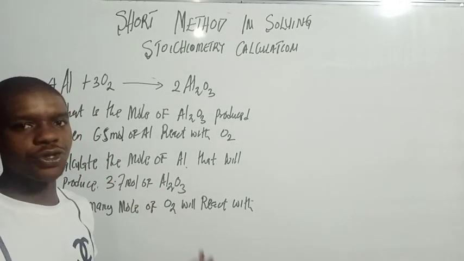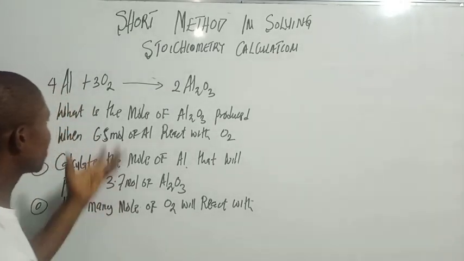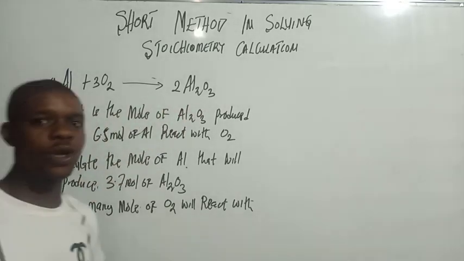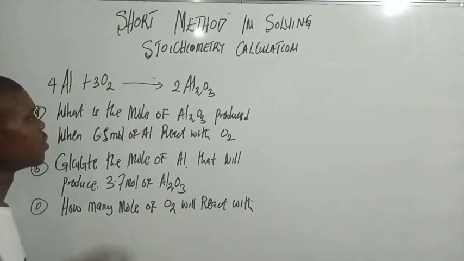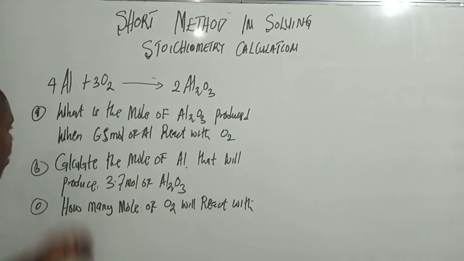That is, the moles of a substance will be given to you, and you have to calculate the moles of another substance, just like the one displayed on the board. Here's a balanced reaction. Now, before you can solve any question on stoichiometry, first of all, you must balance the chemical equation. Do you get that? So here's the balanced chemical equation. So let's check the first question.